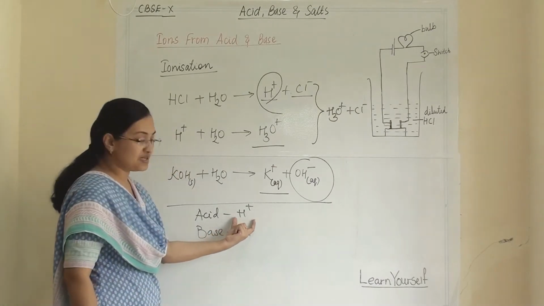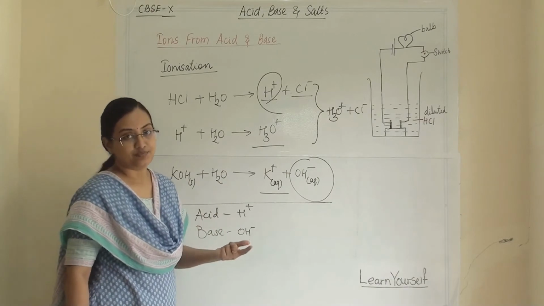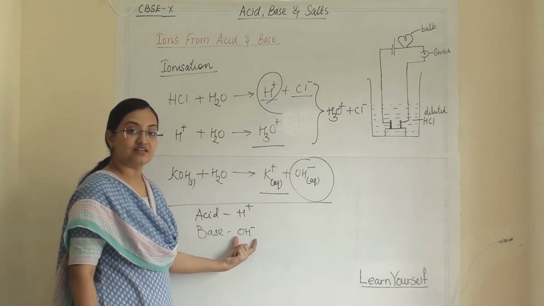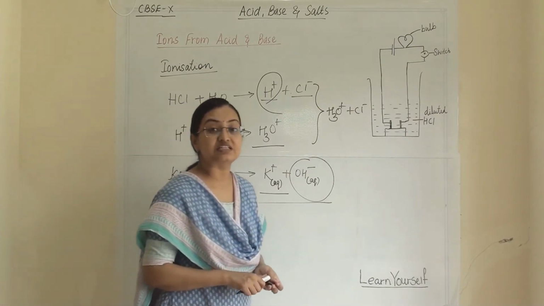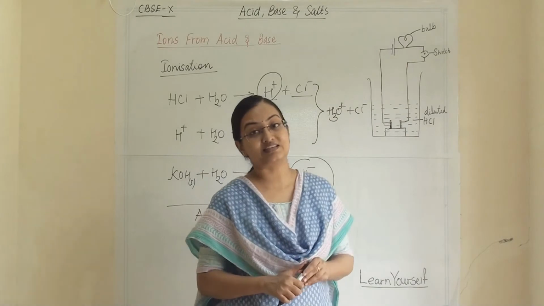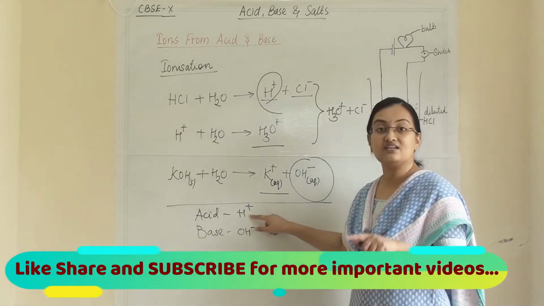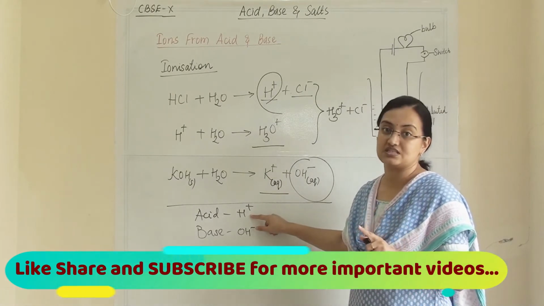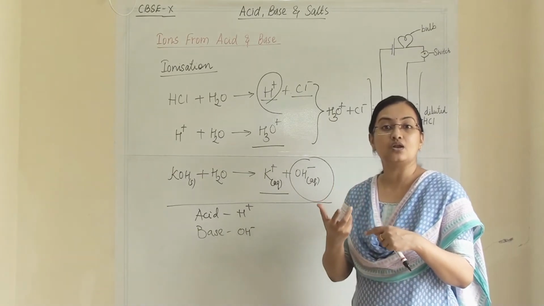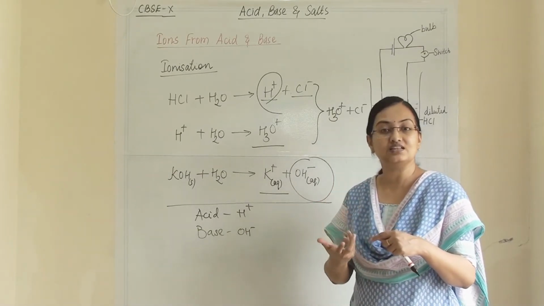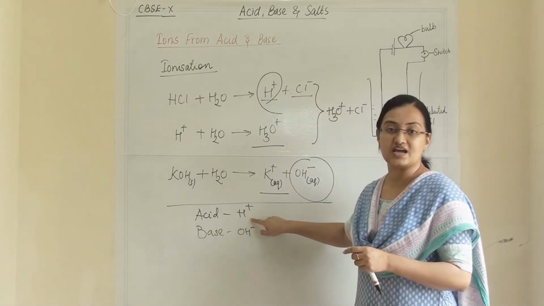So, these H plus ions are responsible for the acidic nature of acid. And this OH minus ion is responsible for the basicity of base. Earlier, when we were discussing the litmus test for acid and base, I explained that this H plus ion is responsible for the litmus test. If the acid is moist, or in an aqueous medium, only then will it dissociate and we will get this H plus ion.